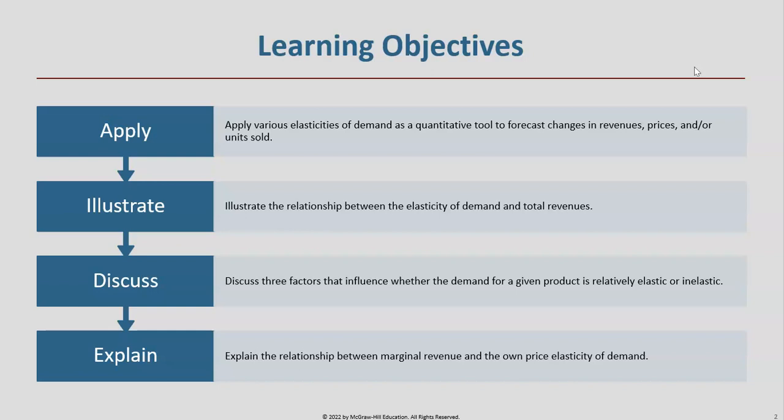Second learning objective is to illustrate the relationship between the elasticity of demand and total revenue. Learning objective 3 is to discuss factors that influence whether demand is going to be elastic or inelastic. And then learning objective 4 is to explain the relationship between marginal revenue and the own price elasticity of demand.